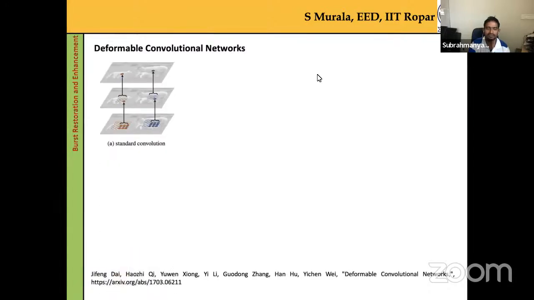So what are deformable convolutions? I need to give an example. First, what is convolution? Let's say this is an input image, and I have a filter of 3 by 3. I take this 3 by 3 filter and apply a convolution operation on it, which is a dot product, and it gives a single value.